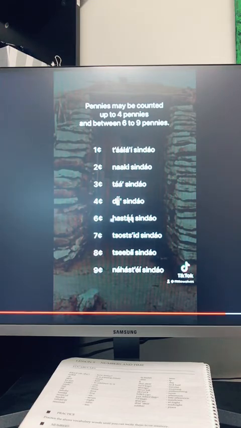6 cents, 6 pennies, hastan sendao. 7 cents, that's 7 pennies, sos id sendao. 8 cents, 8 pennies, tsebi sendao. 9 cents, 9 pennies, nahast a sendao. Okay, and again, we're not going to say ishlat sendao because we already have a word for 5 cents, which is litso, for nickel, right?